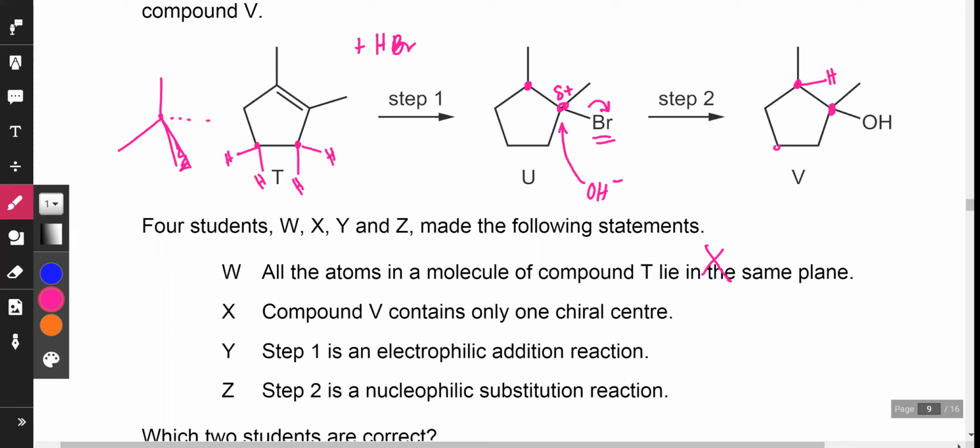These are not going to be chiral because they have two hydrogen atoms attached to them. So to be chiral, you need four different groups or four different sides. So compound V does not have one chiral carbon; it actually has two chiral carbon atoms.